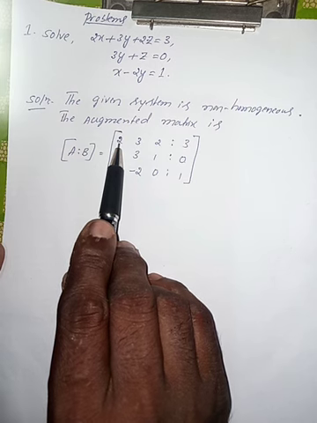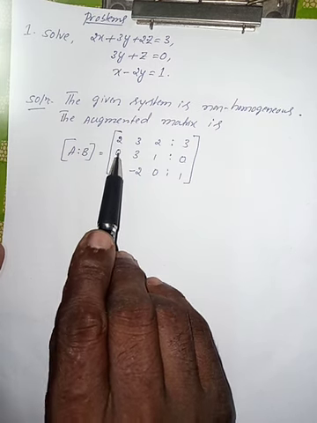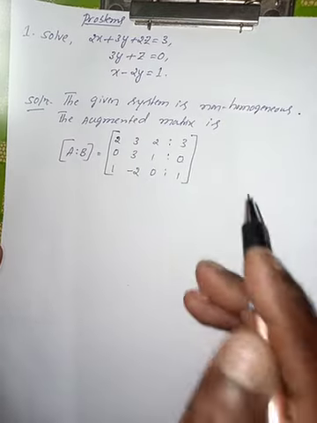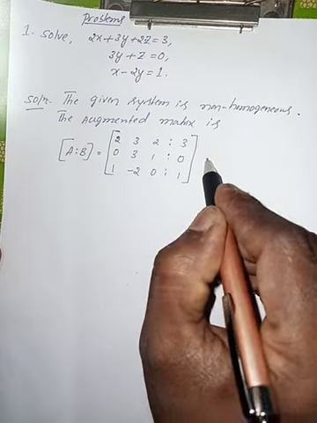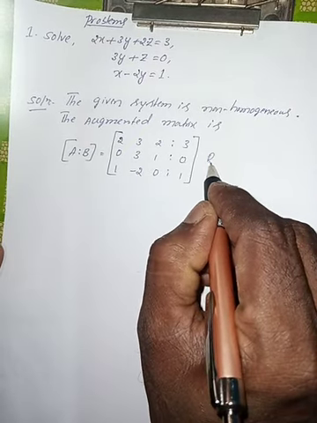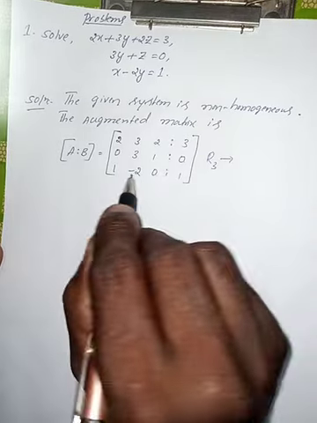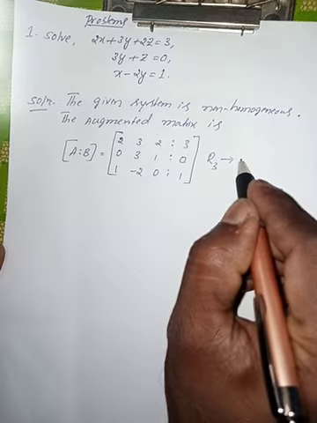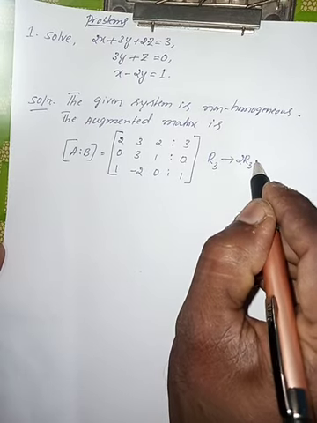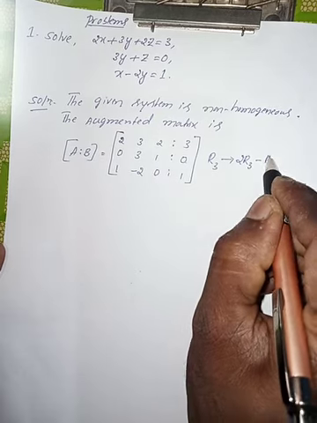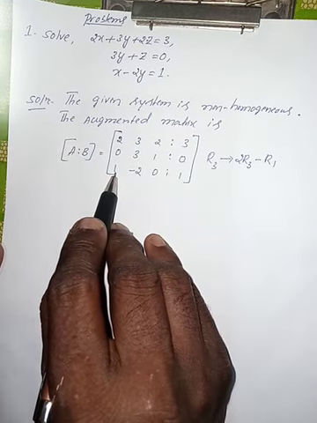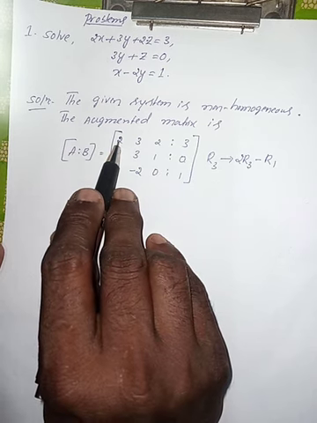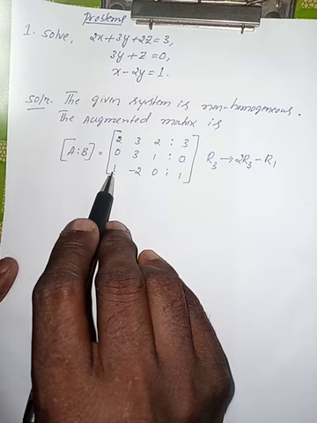You continue with this and make the elements below 2 equal to 0. No need to change R2 because it is already 0. I have to change R3 now. So I write down the R3 operation like this. R3 changes to 2 times R3 minus R1. How do you make this element 0? You multiply this row by 2, that is 2 times R3, and subtract R1 from that. So you will get 0 here.